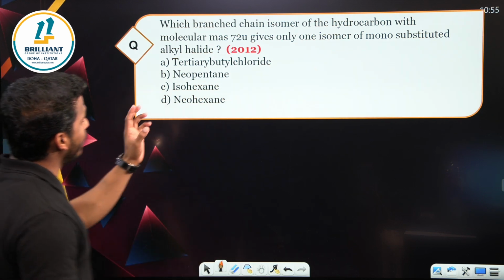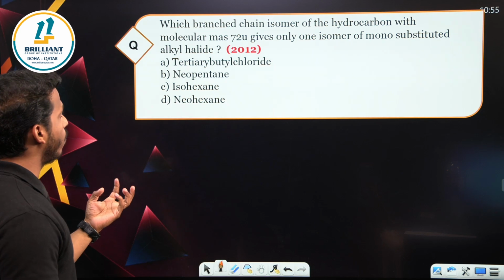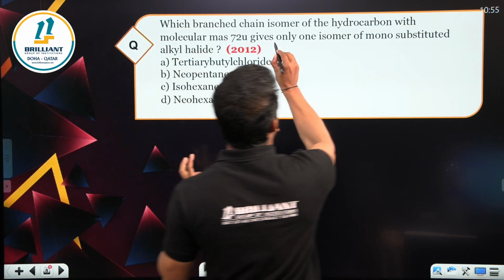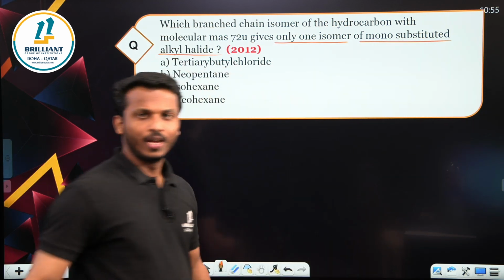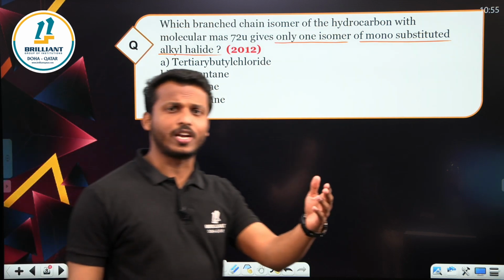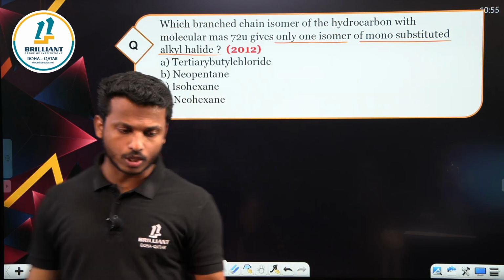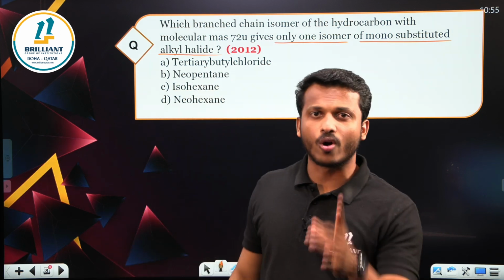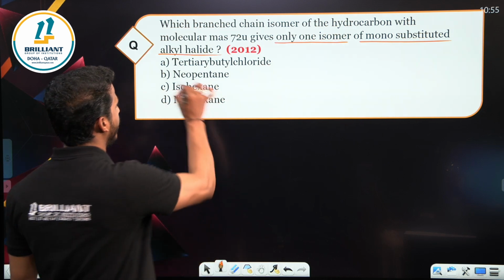Next one. Question from 2012. Which branched chain isomer of the hydrocarbon with the molecular formula C5H12 gives only one isomer of mono-substituted alkyl halide? You know, these are hydrocarbons you directly studied from the chapter Haloalkanes and Haloarenes. I think the question will be like this one: among the isomers of pentane, which will give only monochlorinated products? You know, that's neopentane.